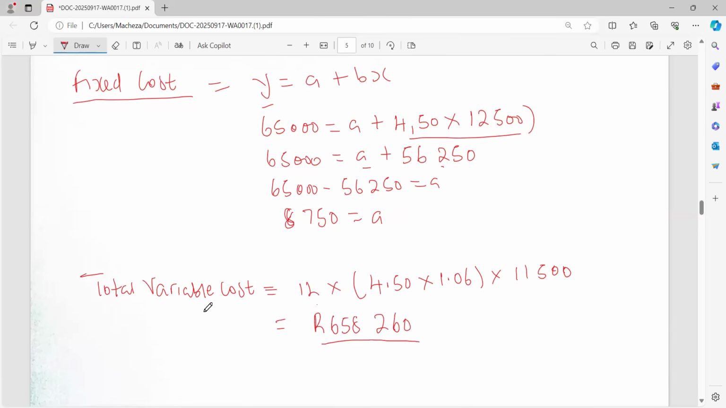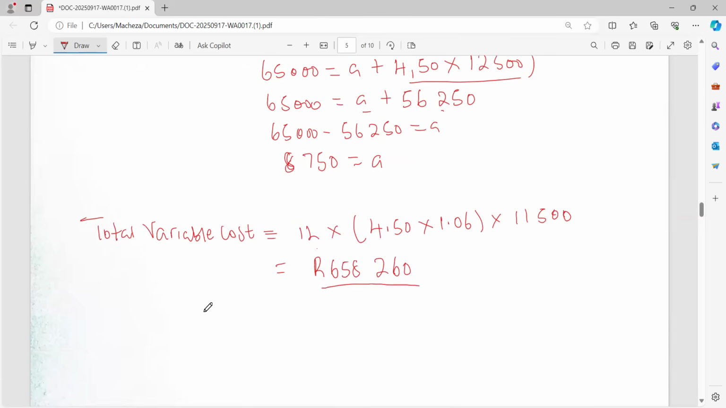Then we need our total fixed cost, and they say they are going to increase everything by 6%. I think the total fixed cost is going to be easy. This is our fixed cost per month, 8,750. So we just need to increase this by 6%, then multiply it by 12.